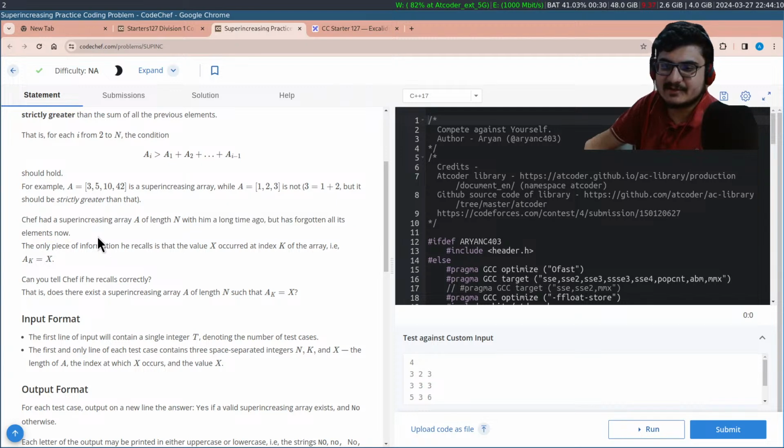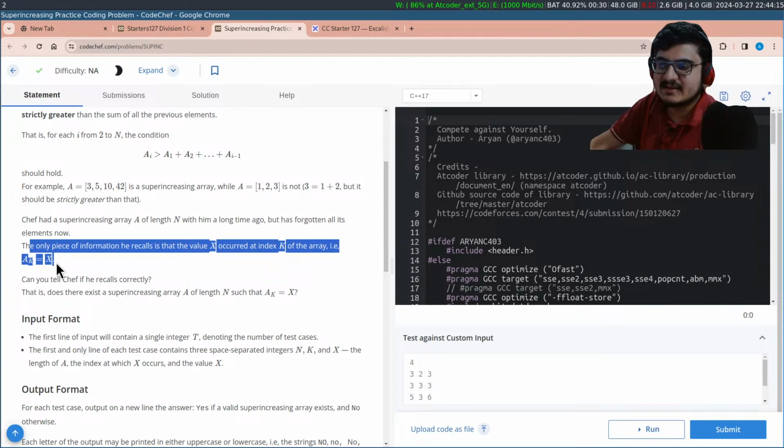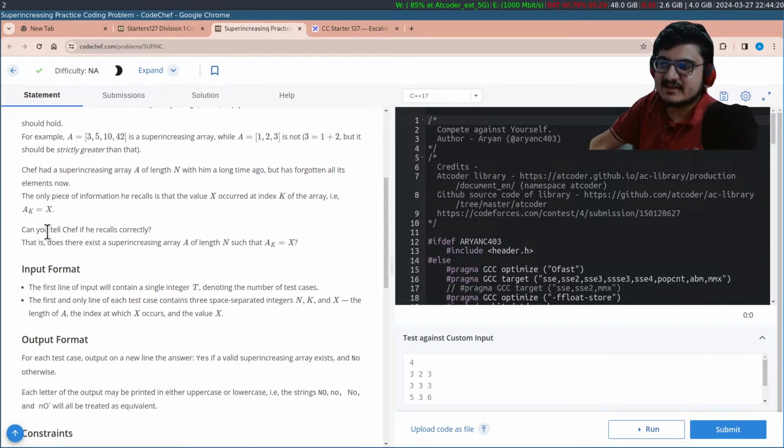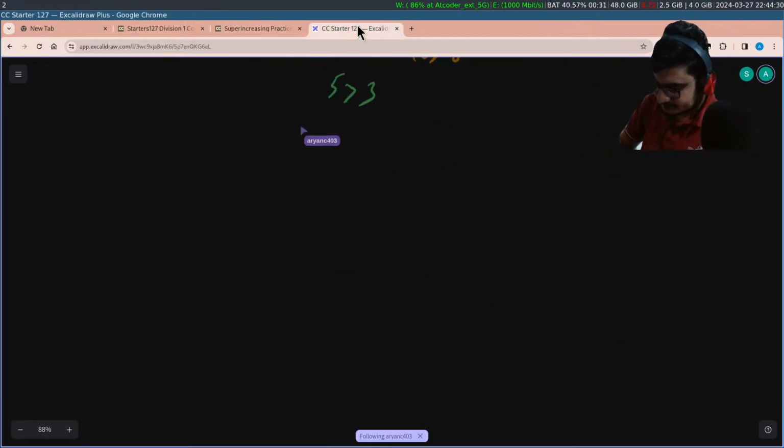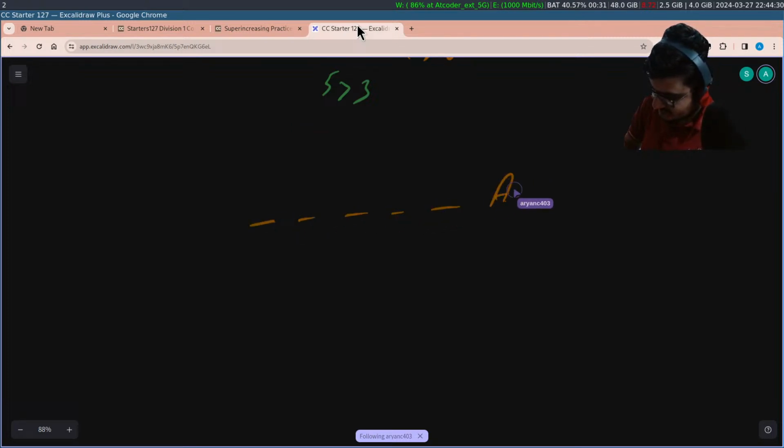Seth has a super increasing array of length n with him from a long time ago, but he has forgotten all the elements. The only piece of information he recalls is that the value x occurred at index k, that is, array a_k equal to x. Can you tell if he recalls correctly? That is, does there exist a super increasing array of length n such that a_k equal to x? So what the problem is asking us is, does there exist a super increasing array where a_k is equal to x and there are some numbers after?